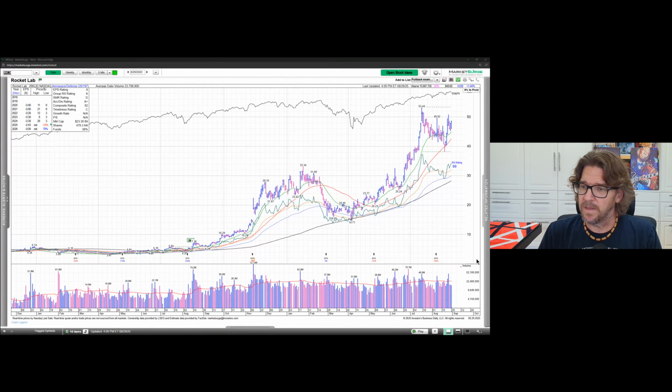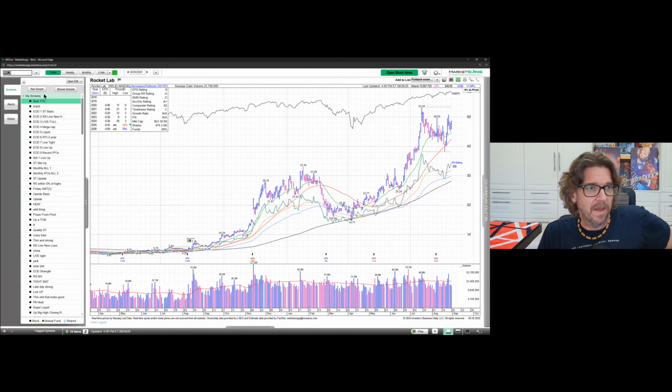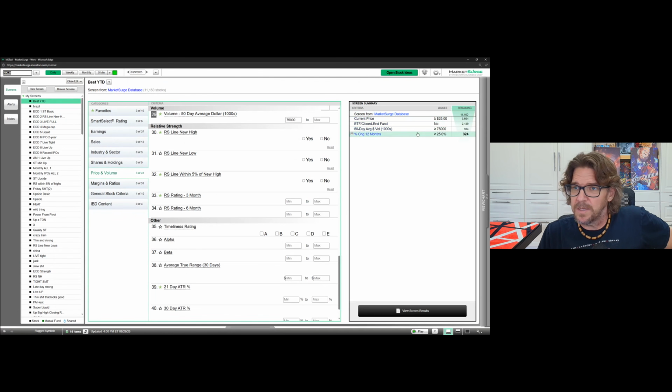I'm going to share MarketSurge, and let's make sure this is working properly. Okay, so what I did is I just did a very simple custom screen: price greater than 25 bucks. Originally I had a lower dollar volume figure in there and then increased it. And then just over the last 12 months was up 25% or more. And I just played through all of these to try to get some examples.